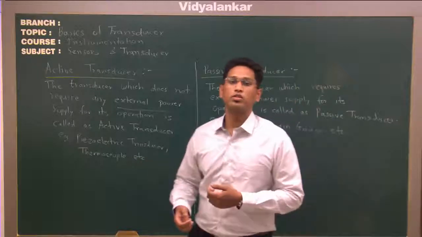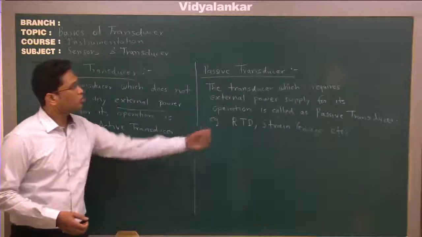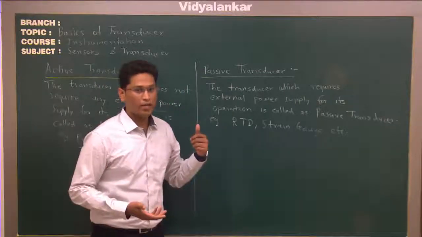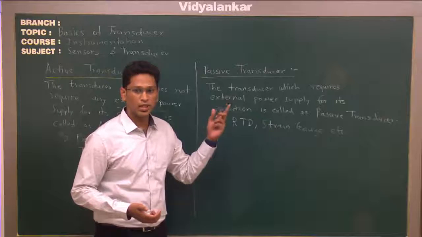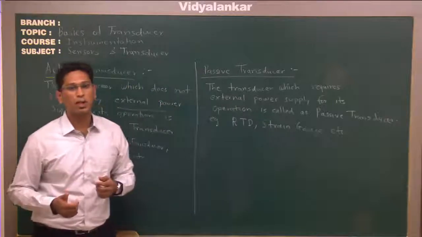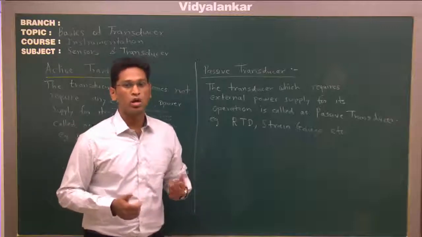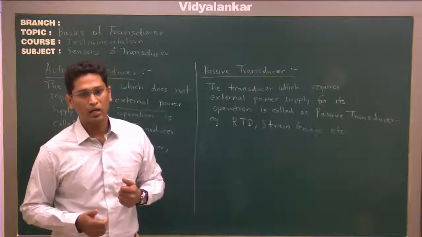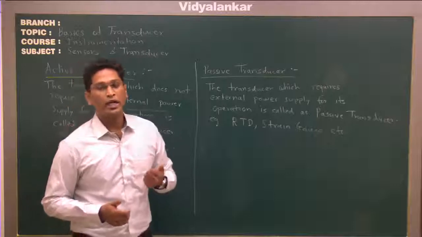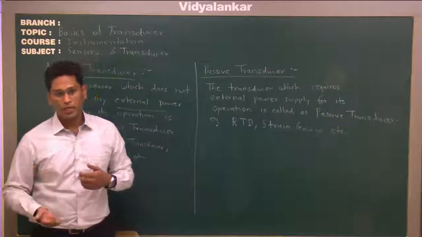Then second type of transducer is passive transducer. So it is the opposite of active transducer. Passive transducer, it is a device which requires external power supply for its operation. Hence it is called as passive transducer. Example of it, RTD, and strain gauge. RTD means resistance temperature detector.